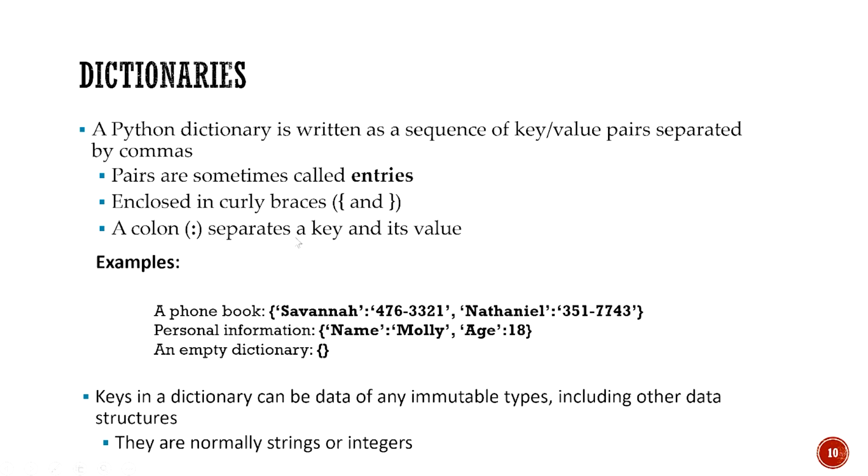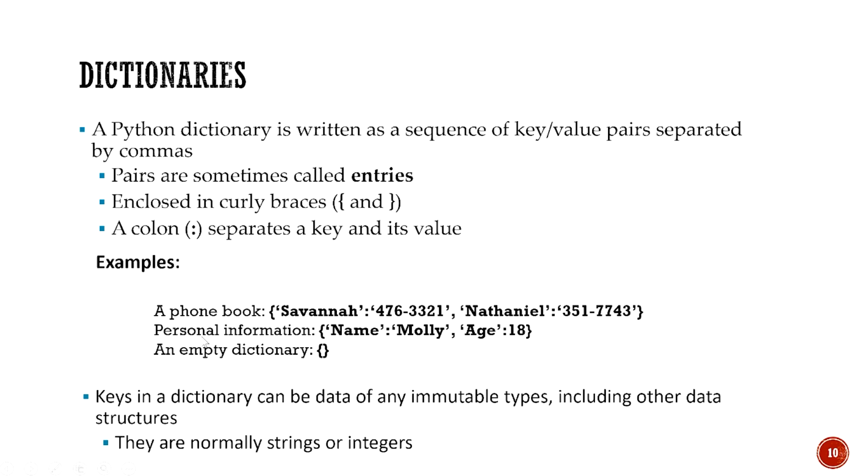A colon separates a key and its value, and that's how we assign values to each key. So first we have the key, and then a colon, then we assign a value to that key. So here you can see a few examples. A phone book. It's a dictionary, so you see the curly braces here. Savannah and their number. Nathaniel and their number.